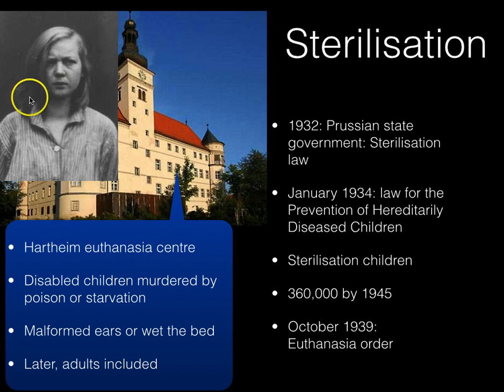It's actually a rather beautiful castle within Germany, but within the walls of this castle, disabled children, using the euthanasia order, were murdered by poison or by starvation. And what do we mean by disabled? It could even be things like malformed ears or wetting the bed.